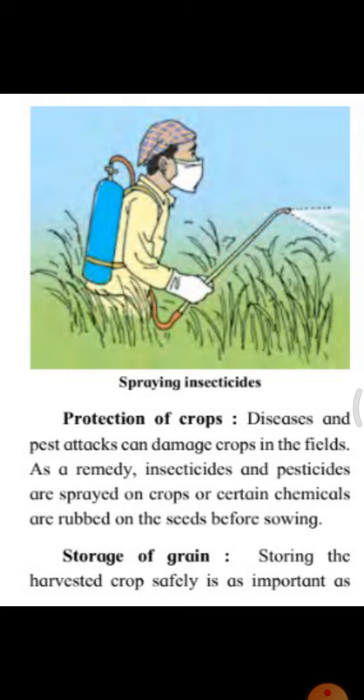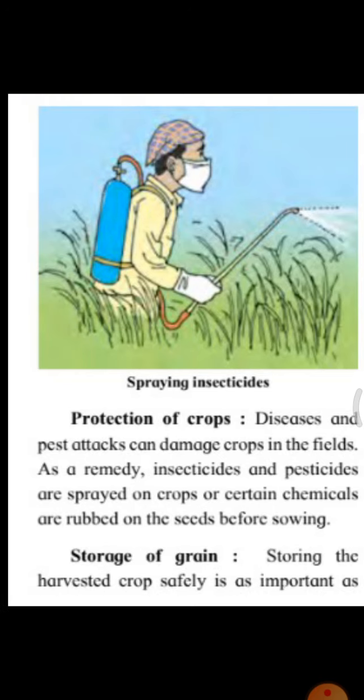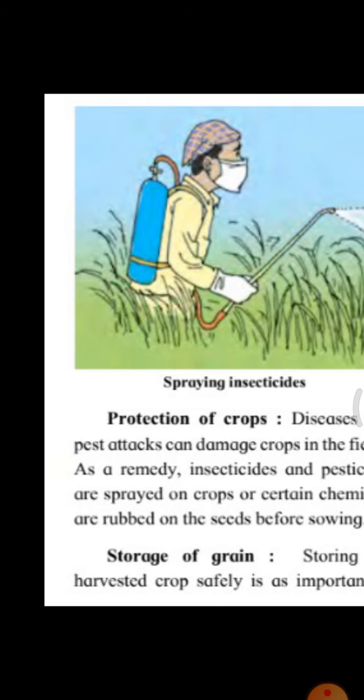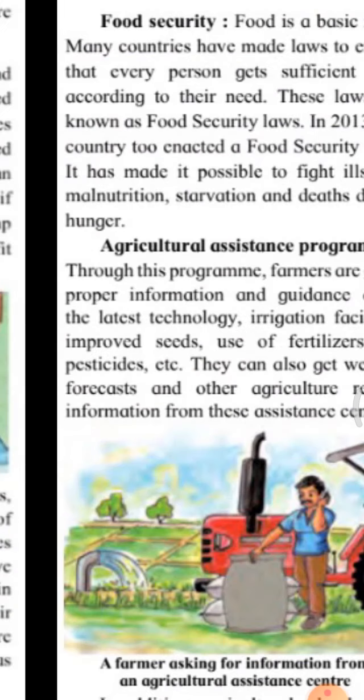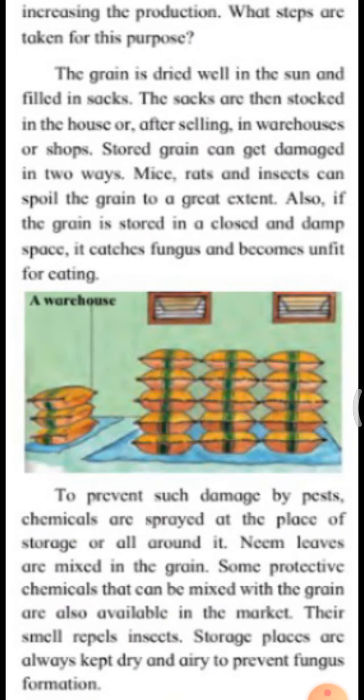Next we will see about storage of grain. Storing the harvested crop safely is as important as increasing the production. So children, what steps are taken for this purpose? The grain is dried well in the sun and filled in the sacks. Sacks means pote. The sacks are then stocked in the house or, after selling, in warehouses or shops.